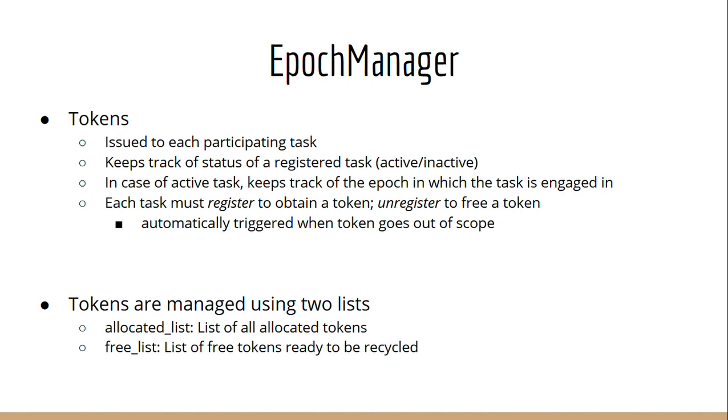For the reclamation scheme to work, each task must register to the Epoch Manager by calling the function register. To free a token, a task must unregister. Unregister is automatically triggered when a task goes out of scope, so it is completely optional.